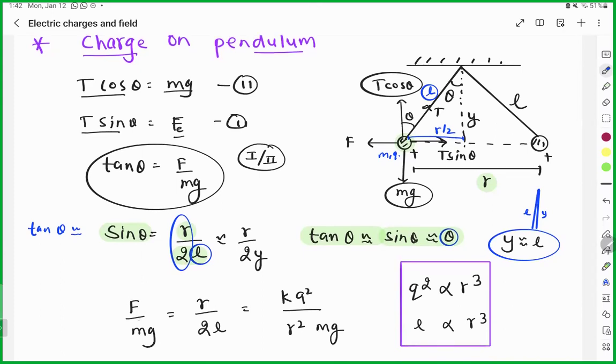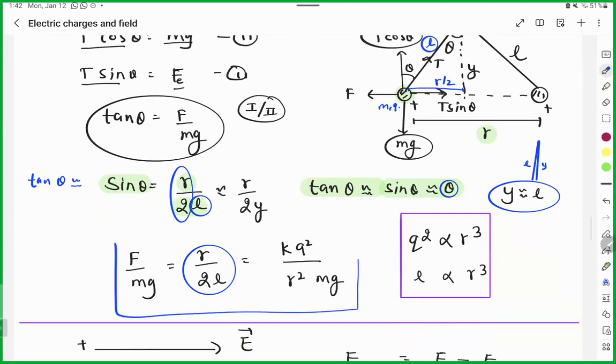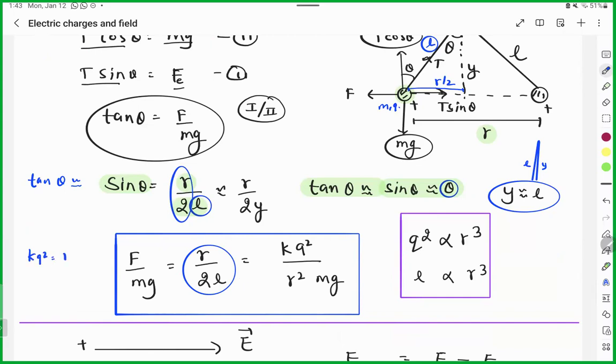No, sir. F by mg will be equal to tan theta, and tan theta is equal to theta, and sin theta. Sin theta value is this. Correct? That's why this is given. By this, you can see if L value is approximately equal to y, then if you take this equation, can you say your k q square will be equal to r cube mg by 2L? Correct? I took only the second part.